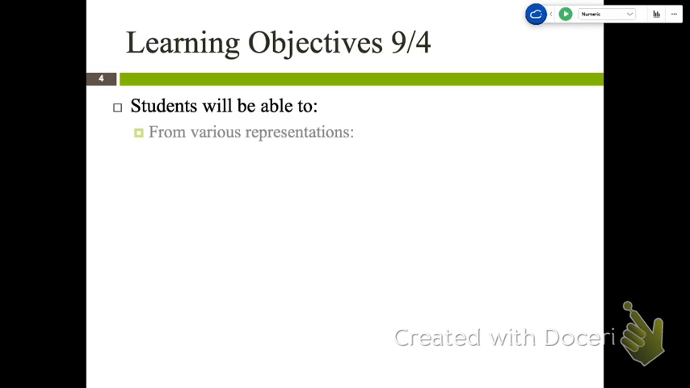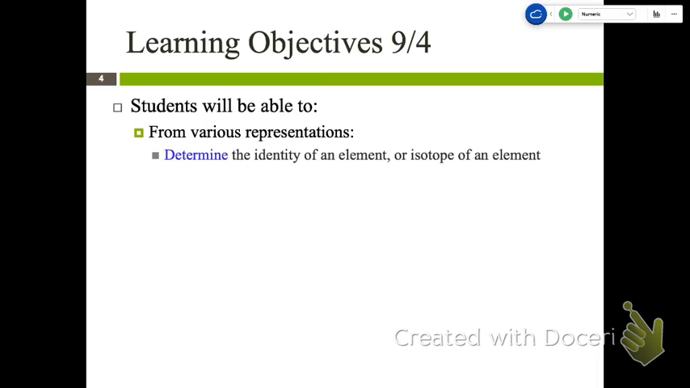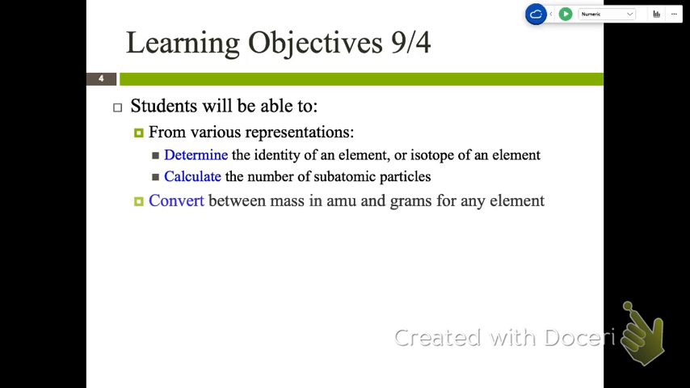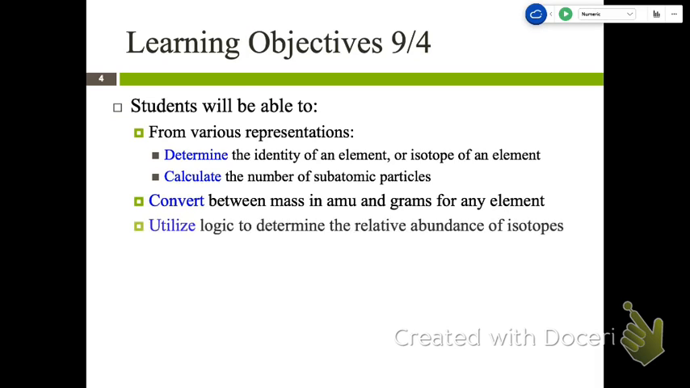All right, so our goals for today's class that we're going to be flying through is by the end of this class, from various different representations, I want you to be able to determine the identity of an element or isotope from any representation. I don't know, that's kind of poorly written. I want you to be able to calculate exactly how many of the subatomic particles exist within an element, kind of like we just did. And then we're going to spend some time applying unit conversions to these units that we just talked about, AMU, and how that relates to grams.